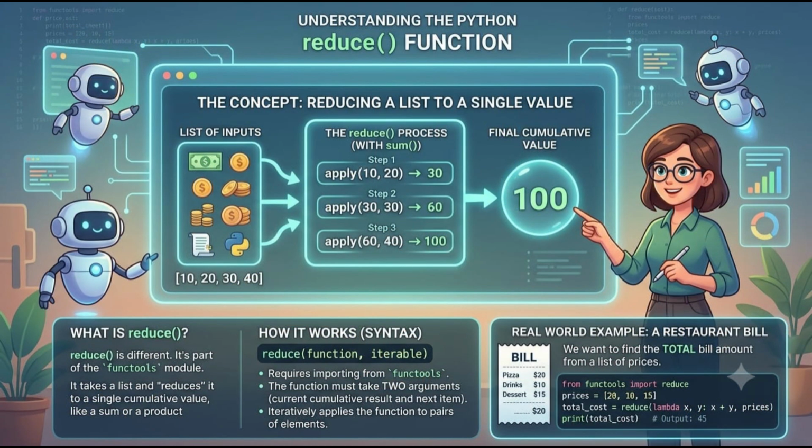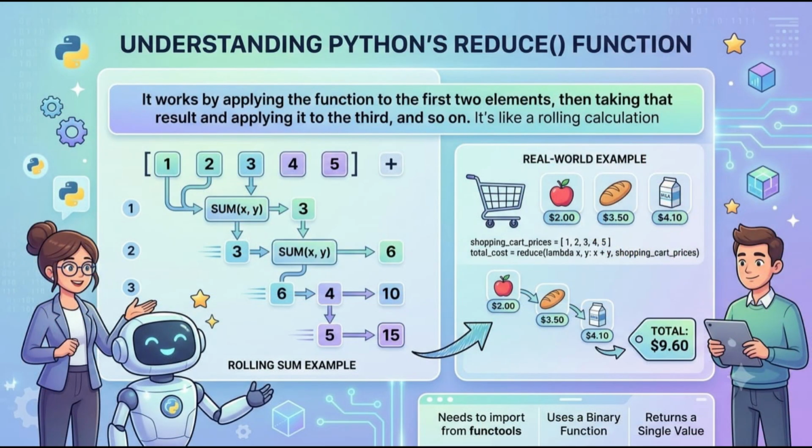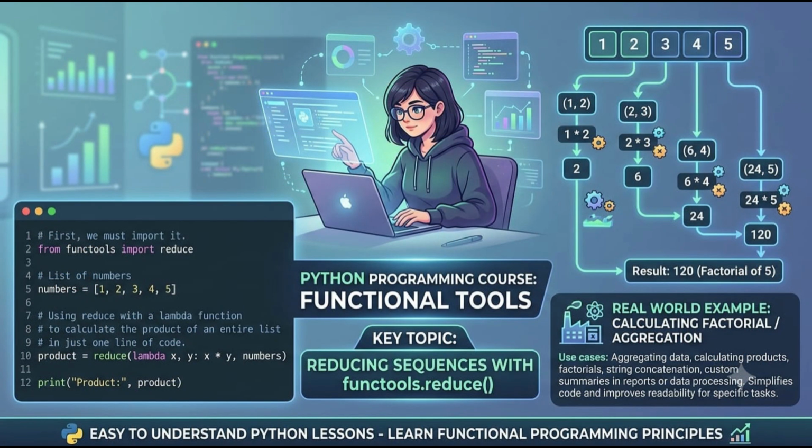Reduce is different. It's part of the functools module. It takes a list and reduces it to a single cumulative value, like a sum or a product. It works by applying the function to the first two elements, then taking that result and applying it to the third, and so on. It's like a rolling calculation. First, we must import it. Then, we use reduce with lambda x, y: x * y, numbers. This would calculate the factorial or product of an entire list in just one line of code.